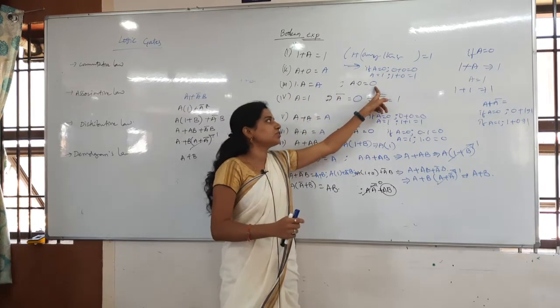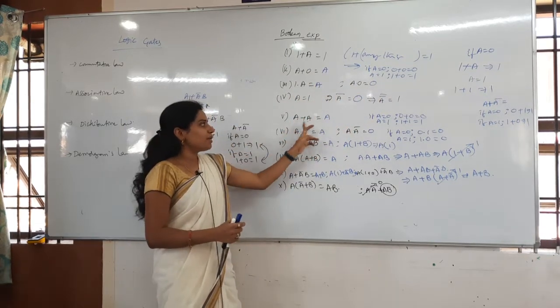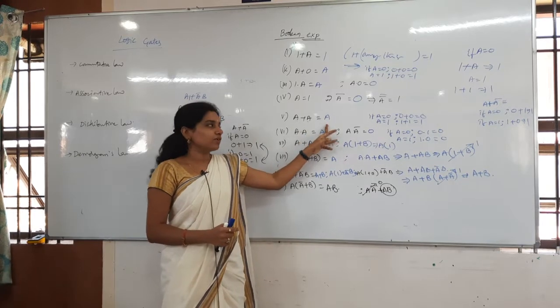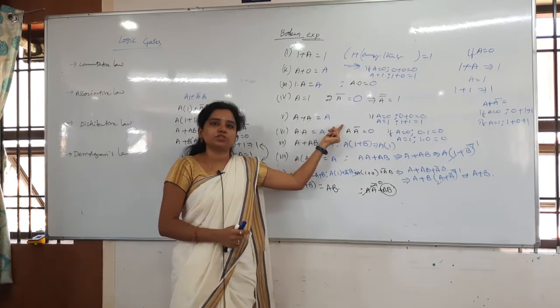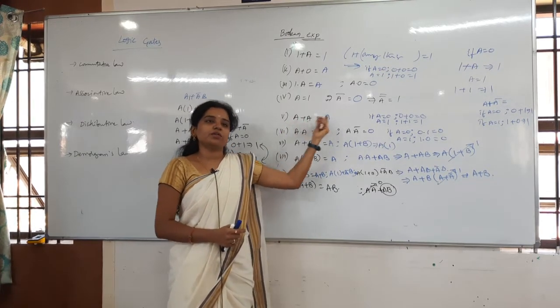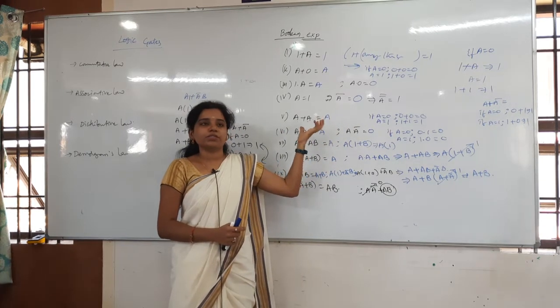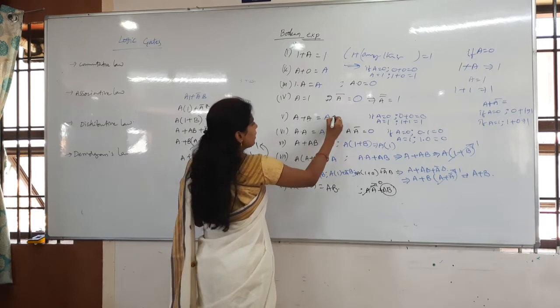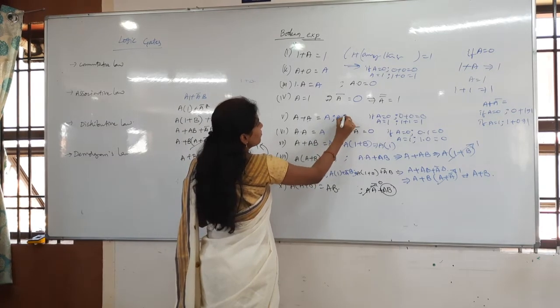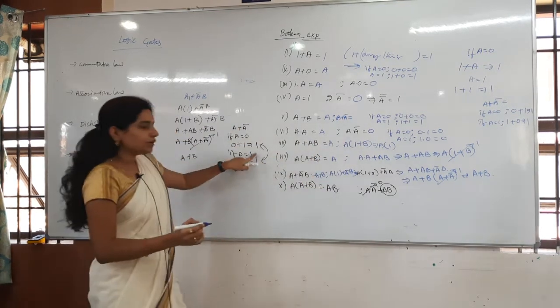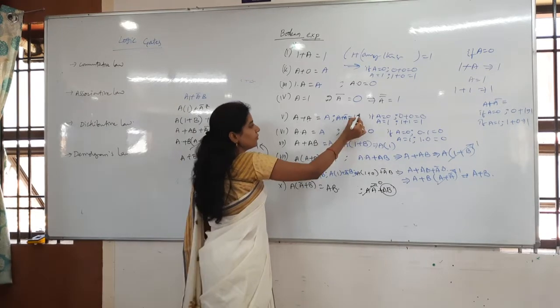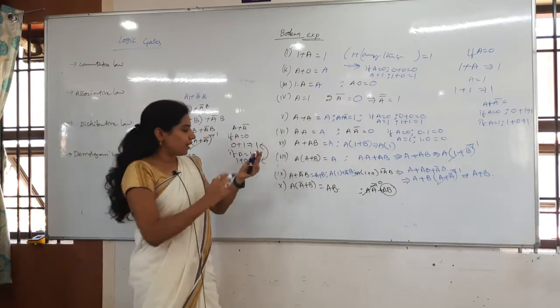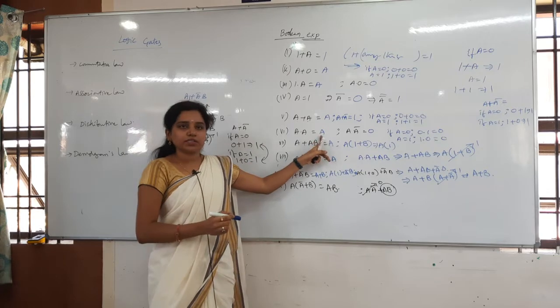Then after that A plus 0 is of course A only, 1 into A is of course A, and then A into 0 is 0. These are easy. Then A plus A is how much? A only. If I take both as zeros, my answer is 0. If I take 1, then my answer is 1. So A plus A is A only of course. Now here you write A plus A bar is equals to how much? 1. Then after that A into A is A.